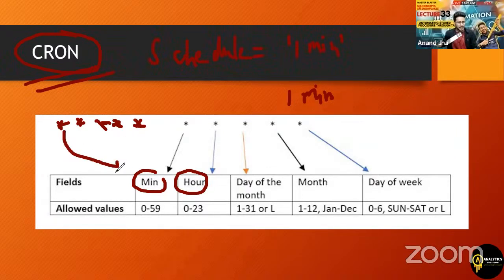Understand, the first star is for minute. The next star is for hour. The third star is day of the month. Which day of the month do you want to run? Every 8th day, every 9th day? Then which month do you want to run? If you want to run every day of the month? Then, which day of the week?